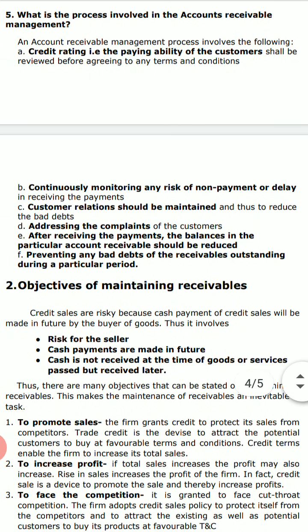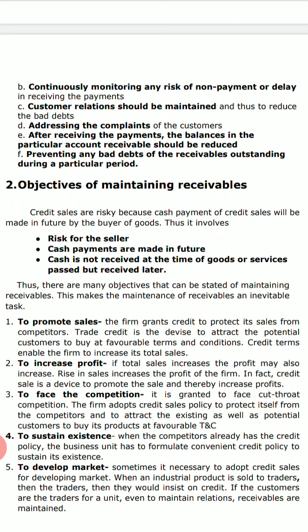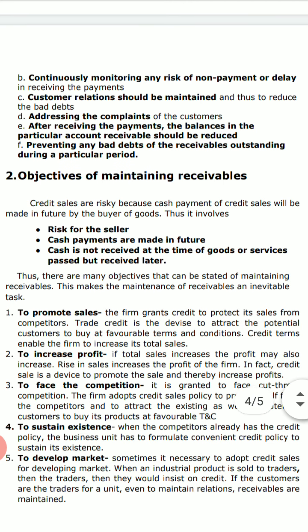That is number 1, credit rating, that is the paying ability of the customers. We find out the paying ability, and only then we decide on the credit sales, right? Next, continuously monitoring any risk of non-payment or delays. That means if any unwanted delays are there, or any risk of non-payment is there, that is detected, and accordingly the steps are taken.